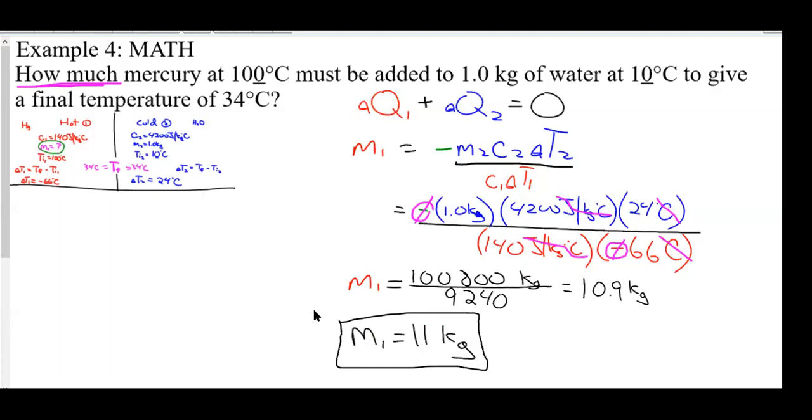So you will need a lot more mercury than you would water to change that temperature because mercury, again, has a very low specific heat capacity. Again, it is only 140 compared to water's 4,200. So you will need a lot of mercury before water is going to change its temperature.